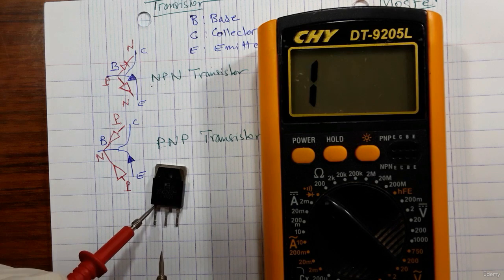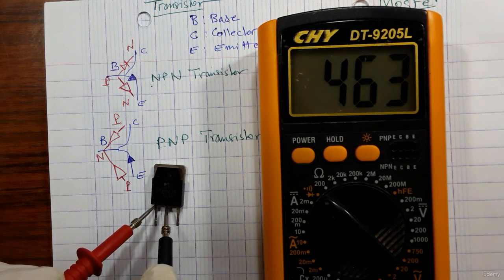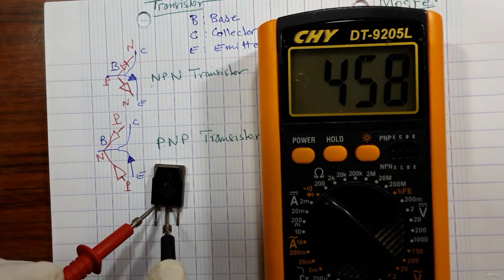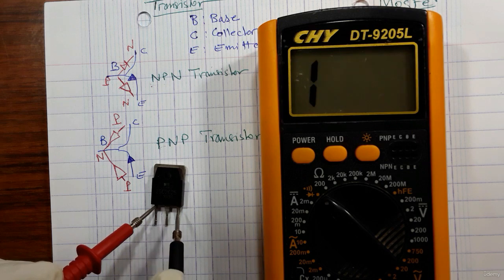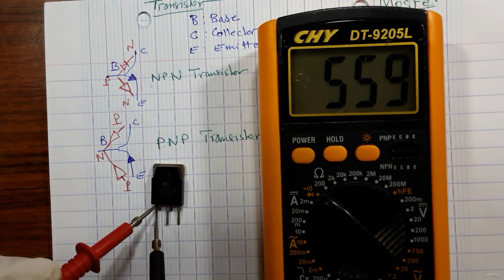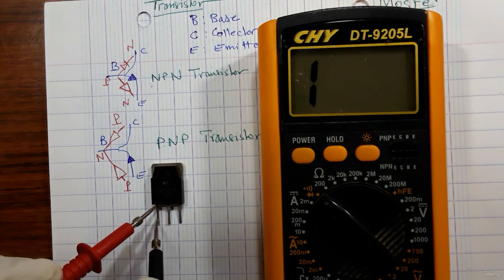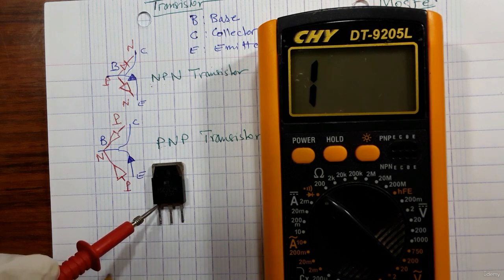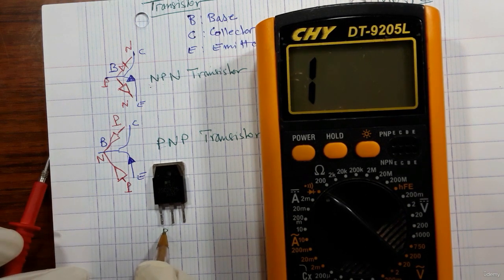Okay, let's change the multimeter probes. So let's check the red probe here and the black here. Now we have a reading in the multimeter, as you see, about 459. Let's check this terminal also. Good, we have 559. That means that this is the base. Okay, so we detect the base.